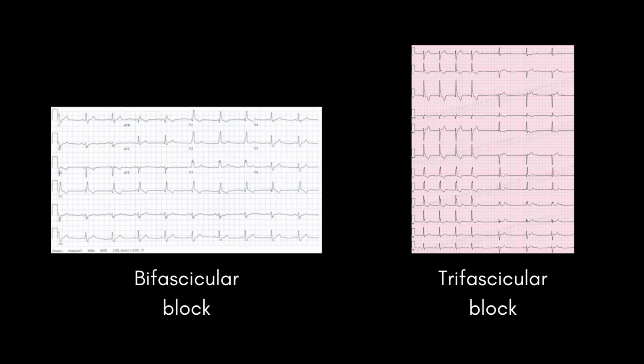All right, here are the visual aids for bifascicular block and trifascicular block. Bifascicular block is often visualized through right bundle branch block and through either left anterior or posterior hemiblock. Trifascicular block is often visualized through bifascicular block and through first-degree AV block, which is essentially a complete heart block.